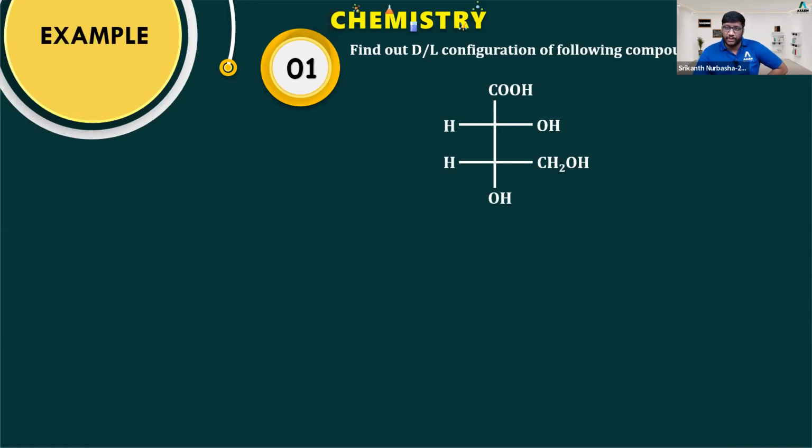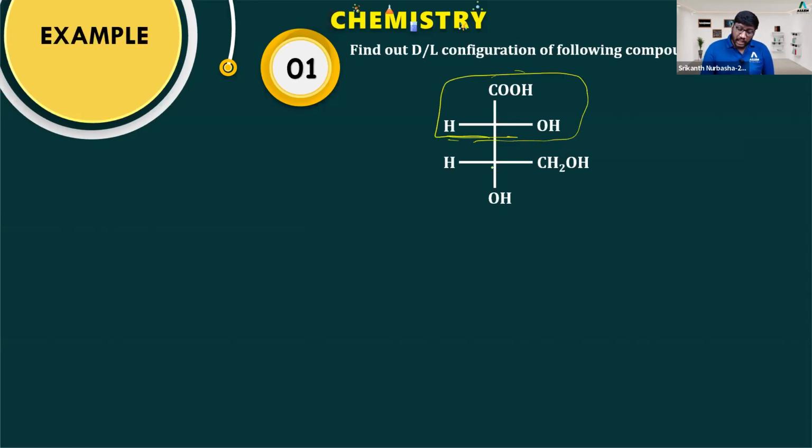So what are the rules I have told you? I have told you that the most oxidized group should be on the top. What is the most oxidized group in this whole molecule? CHO. That is on the top. Yes or no? CHO is on top. That is not an issue. Then the maximum number of carbon atoms should be present where? In the vertical line. So how can I get the maximum number of carbon atoms in the vertical line? So I am going to fix this particular group as it is.